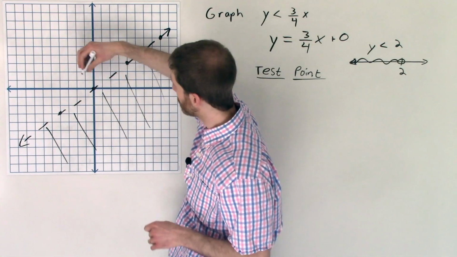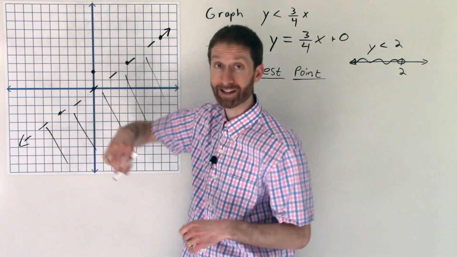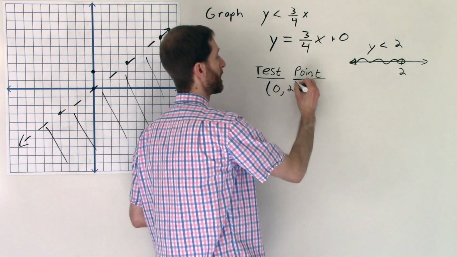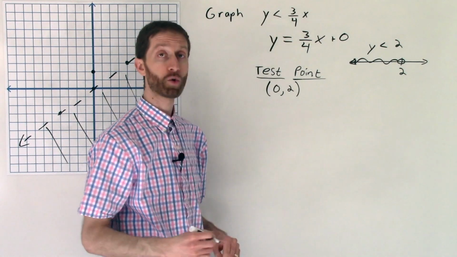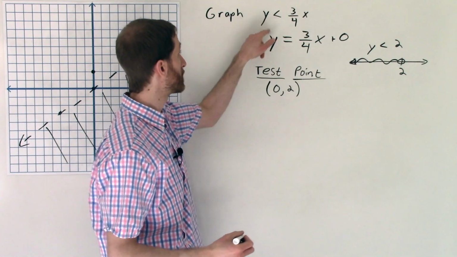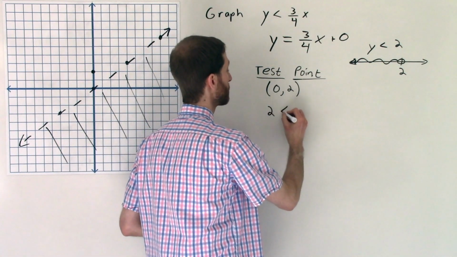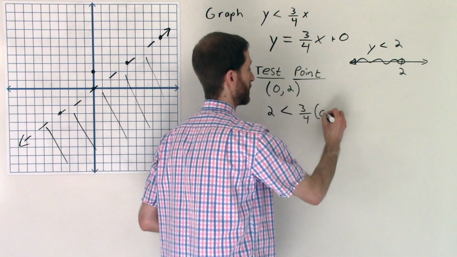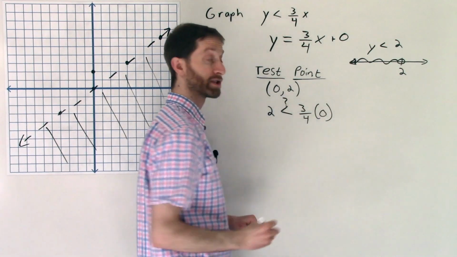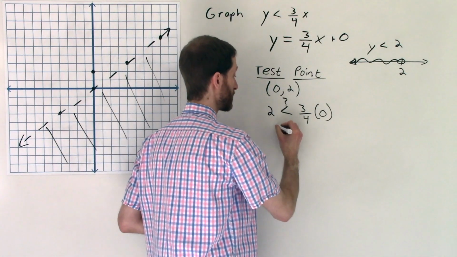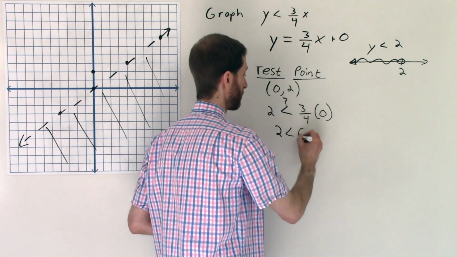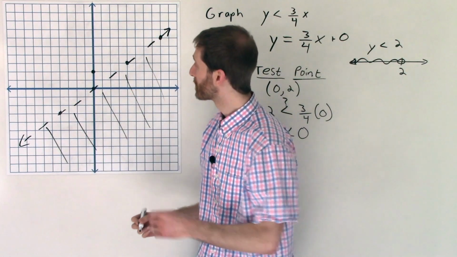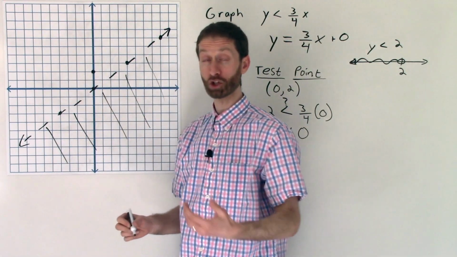Let's test that. The reason why I picked that is x equals 0 is easy to plug in. So I'm going to do a test point of 0, 2. And we want to see if 0, 2 makes that inequality true. So I plug in 2 for y is less than 3/4 times 0. So the question is, is that a true statement? Well, we would get 2 is less than 0. Is that true? No, 2 is not less than 0. So that means that this point is not in the solution set.